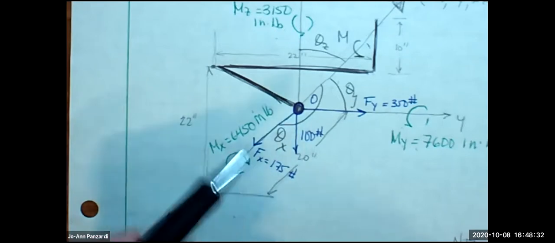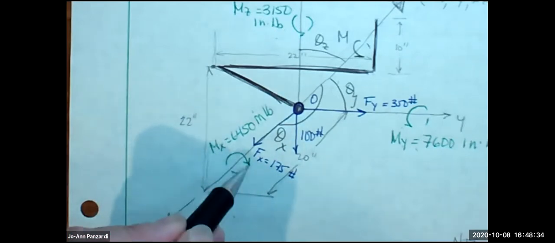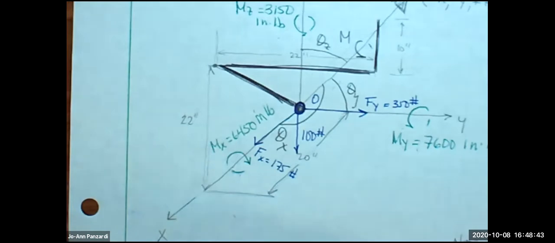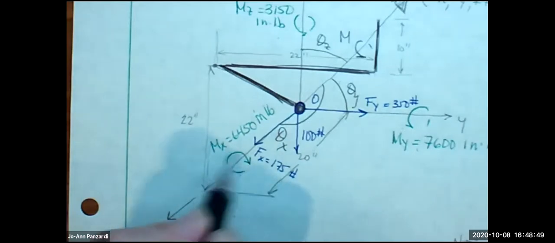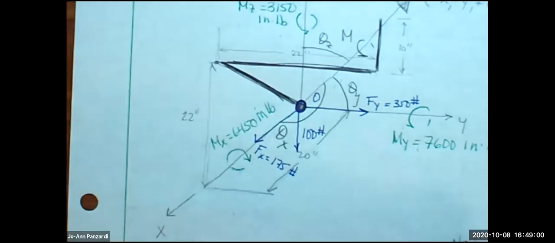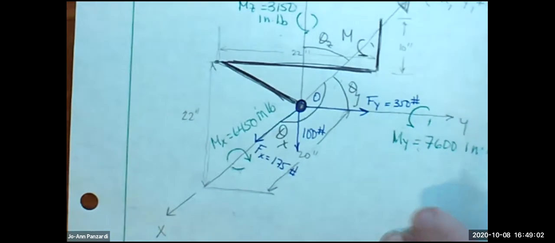I think it's easier to draw showing the moment around each axis, whether it's positive or negative, and showing the force on each axis. So it's easier than drawing the moment in 3D with the three direction angles. I think that's enough to cover that answer.